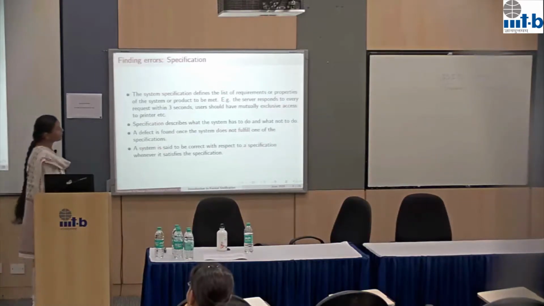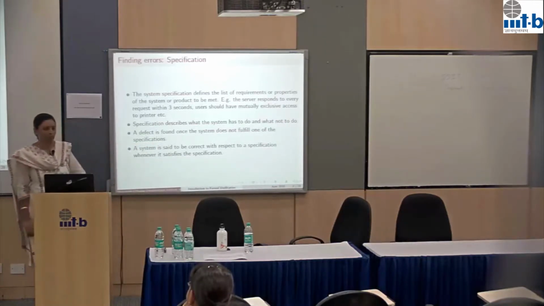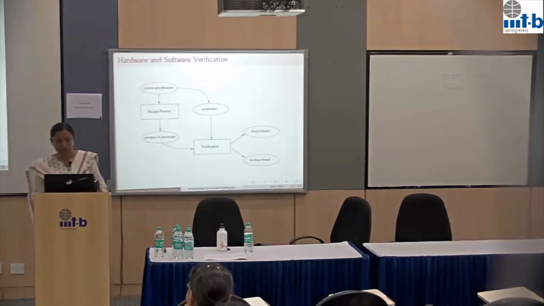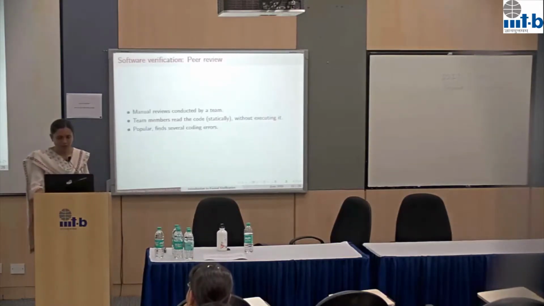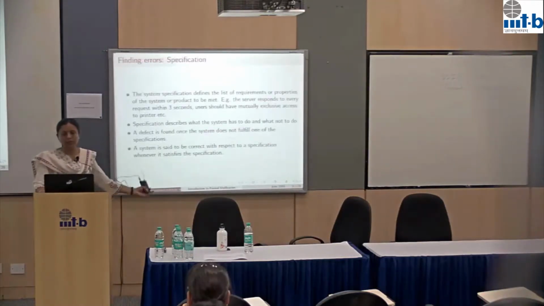So specification basically describes what a system has to do. And if I find a defect, it means that one of the requirements is not met. I think somebody said the same thing when we began the lecture, right? So typically, how do people ensure that the system specification is met?